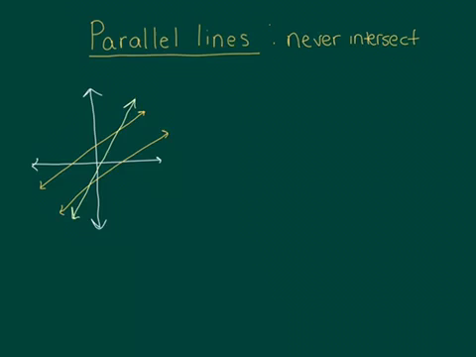And remember, the rate at which they're increasing or decreasing is the slope. So parallel lines have the same slope. They have that same rate of change. So if one line has a slope of -3, then the other line has a slope of -3 as well.